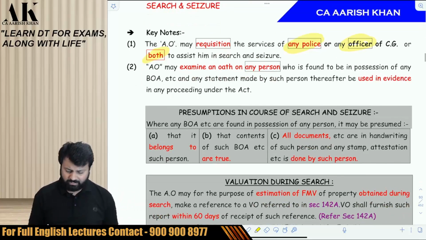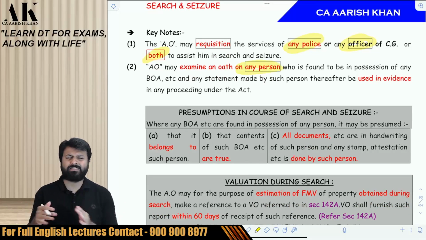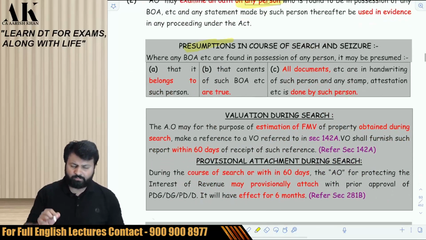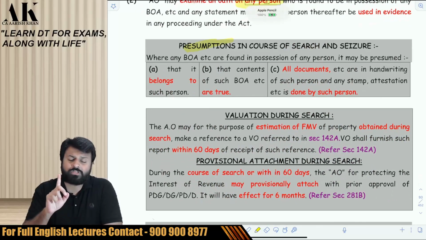Okay. Now, AO may examine any person on oath, etc. This is something which is very routine, which was there in survey also. Now, next one is very important. What are the presumptions in the course of search? Very important question. What are the presumptions one has to make in the search and seizure?